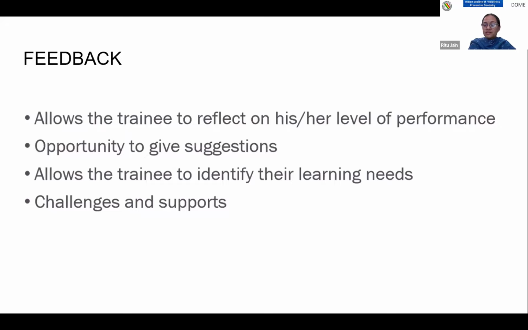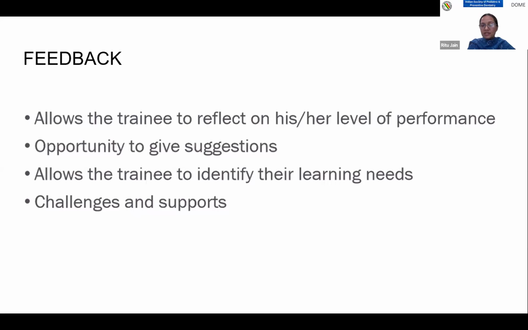Okay, so assessment and feedback should allow the student to reflect on his or her own performance. Student should be able to identify what he has done well, what are his strengths, what are his areas of weakness, and then also suggest how he can overcome those areas of weakness. For the faculty, the feedback gives an opportunity to give constructive suggestions for the student to further improve his skills, to further improve his competence levels.